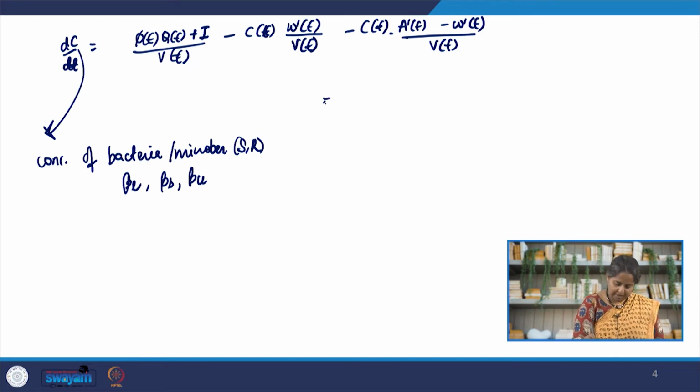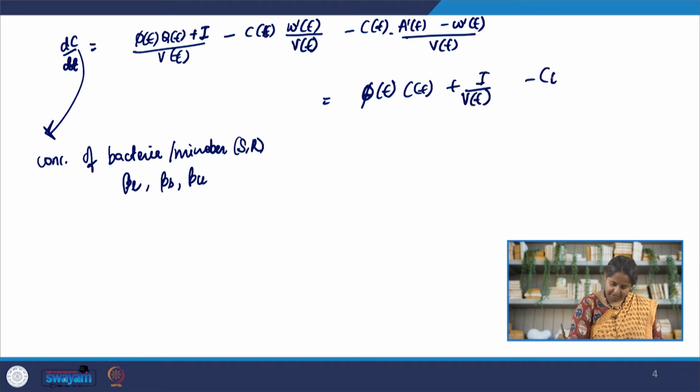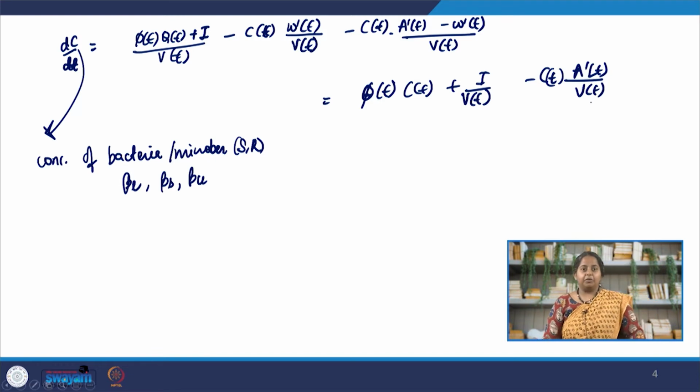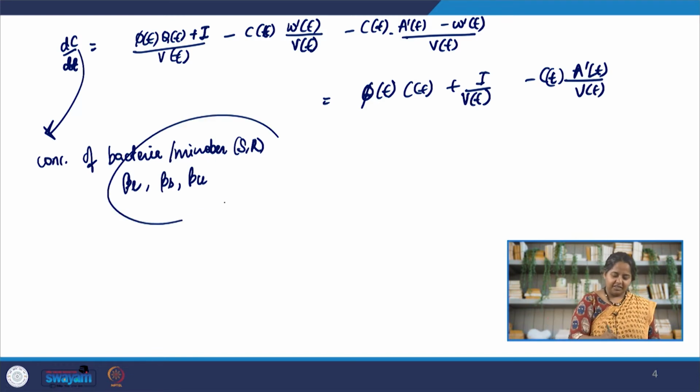Briefly, it will be phi t Ct plus influent Vt minus Ct E dash t divided by V dash t. Okay, we are going to get equations for all of these using the system. Now we need to understand what phi t looks like for each of the system.